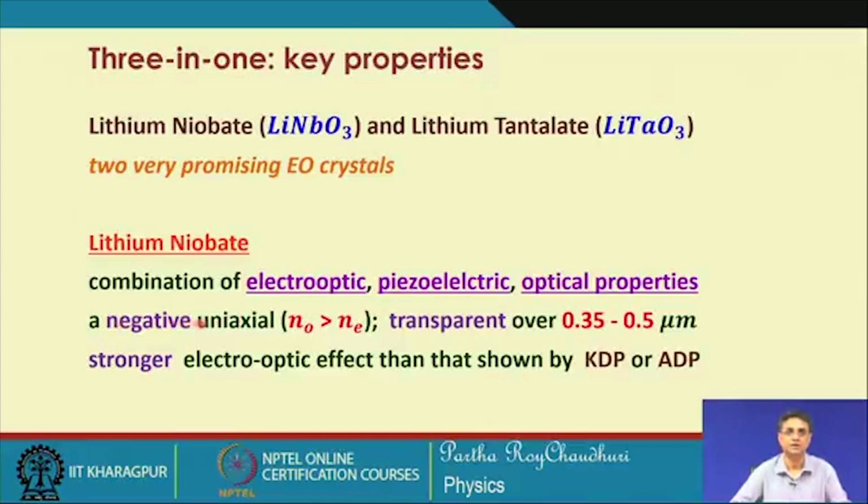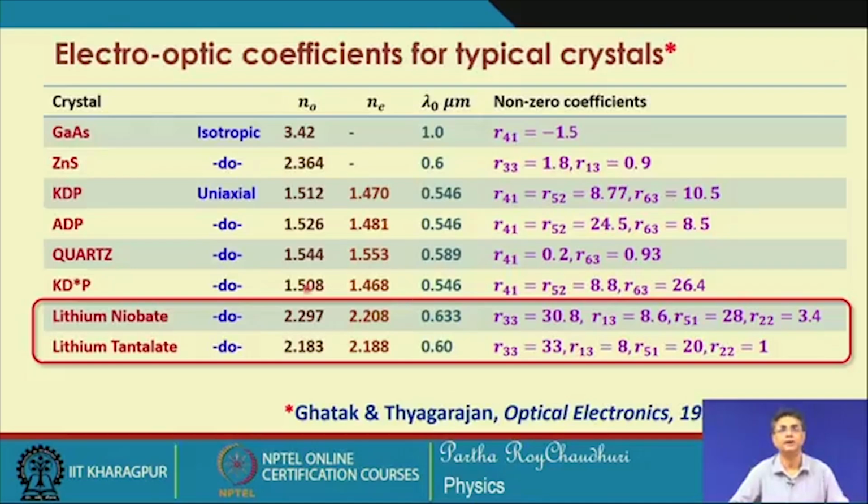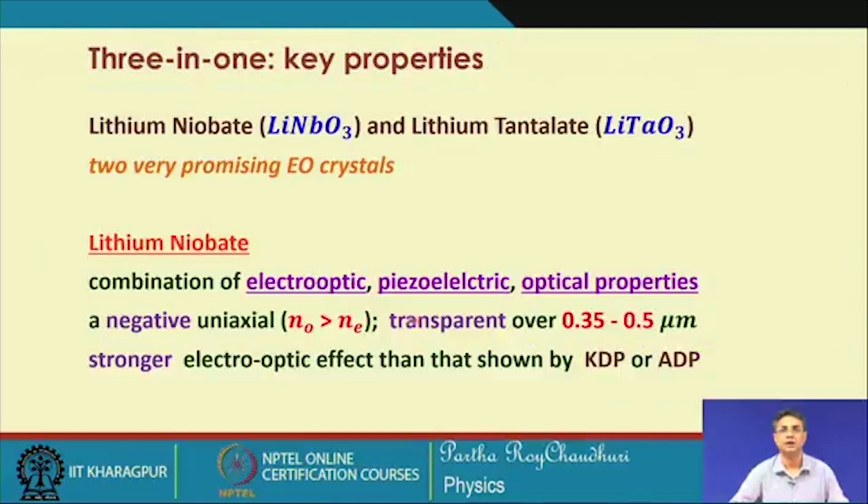Naturally, it is a negative uniaxial crystal, where the ordinary refractive index is more than the extraordinary refractive index. You may like to refer to this table. The ordinary value is more than the extraordinary value. So, it is a negative crystal, and it is transparent over the region starting from 0.35 in the visible range to within 0.5. Over this region it is transparent, and it has a strong electro-optic effect, which is many times more than that shown by KDP or ADP.